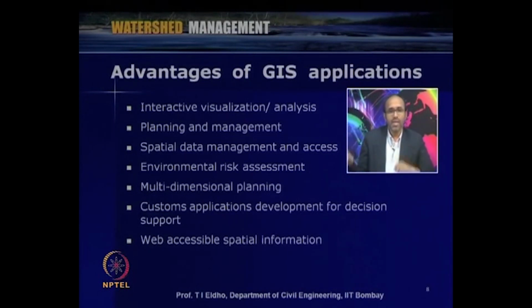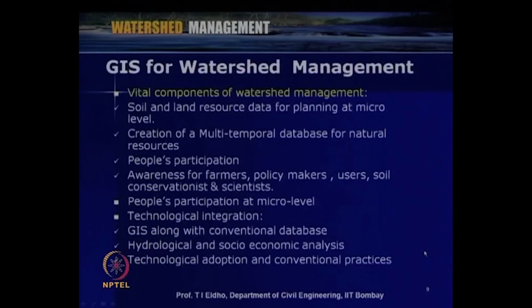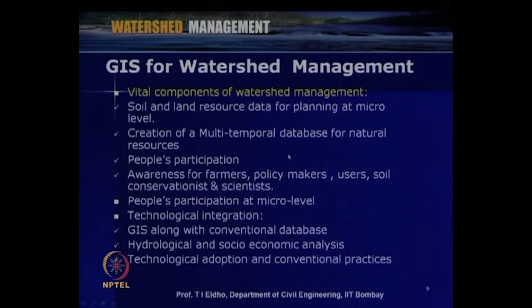And then also web accessible spatial information is possible. Once various inputs are given, any general public can access through the web and then visualize what the scenarios are, what the various alternatives are for particular projects. So, these are some of the advantages of GIS implementation for a particular project within the GIS environment. So, by now what we have discussed is the introductory aspects of geographic information system.